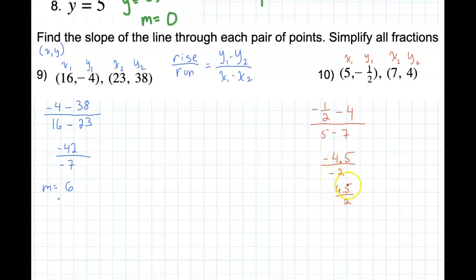Now, that fraction needs to be made into a fraction without decimals. But if I multiply both the numerator and denominator by 2, that will make this 9, right? This is a tricky one. So I have 9 over 4. We've seen this slope before, right? So m is equal to 9 over 4. I think we saw it in one of the earlier questions.